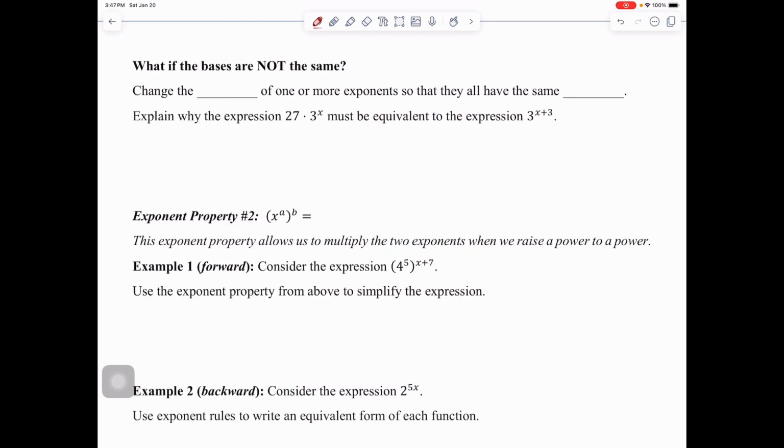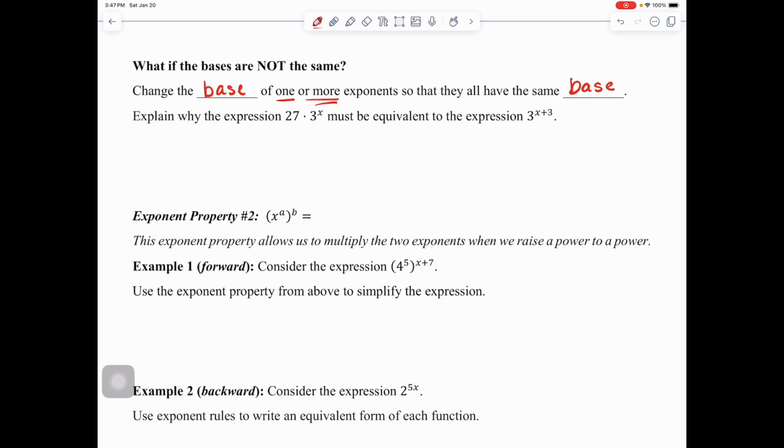Now, before we move on to our next exponent rule, I want to talk about what if the bases are not the same. So we're going to change the base of one or more of the exponents so that they have the same base. So it's going to depend on the problem. This actually happens quite often, especially on your Regents exam. So this is a very important skill to have.